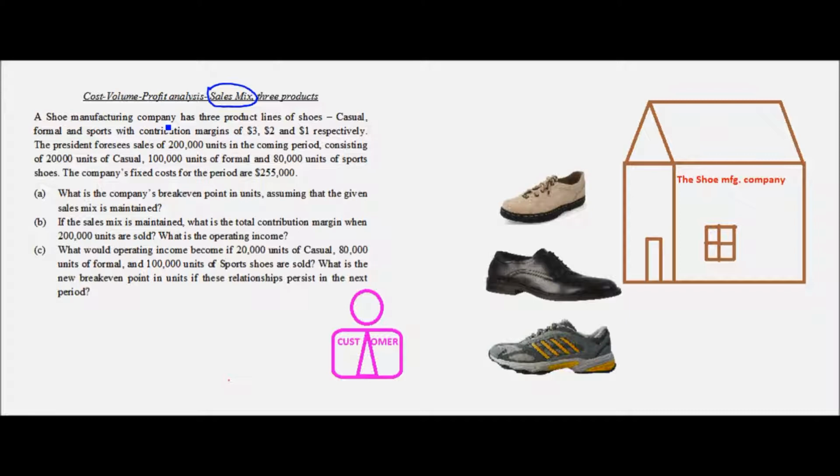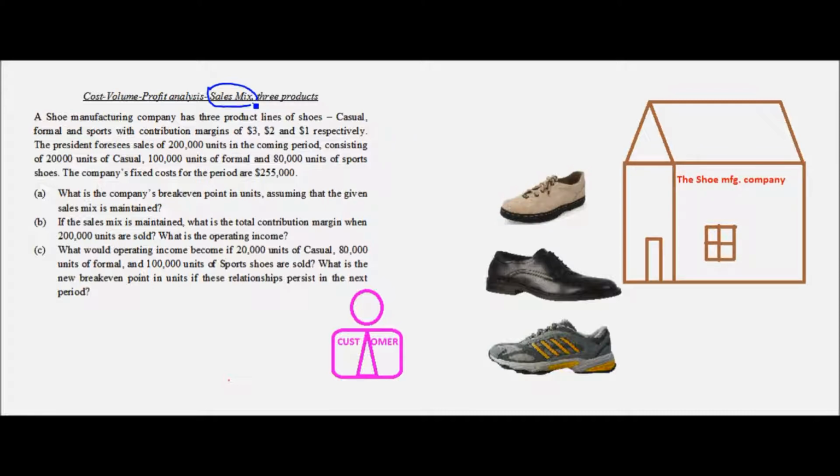A shoe manufacturing company has three product lines of shoes: casual, formal, and sports, with contribution margins of $3, $2, and $1 respectively. Now the president foresees sales of 200,000 units in the coming period, consisting of 20,000 units of casual, 100,000 units of formal, and 80,000 units of sport shoes. The company's fixed cost for the period are $255,000.